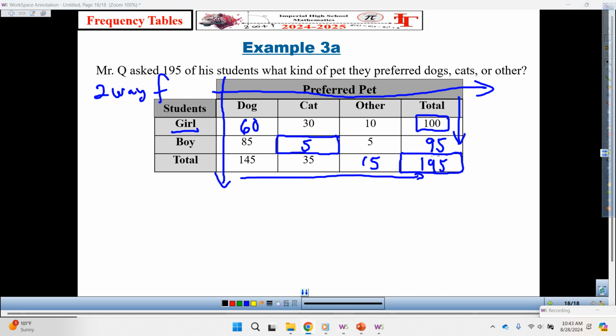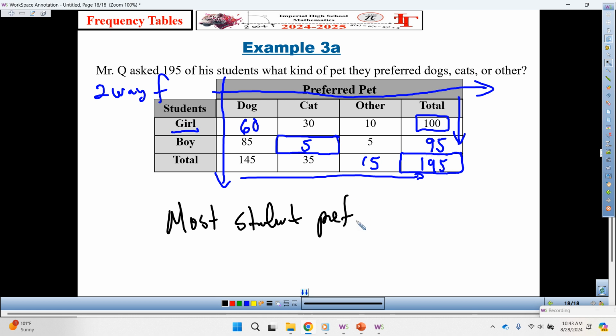All right, Melina. Statement. Most students prefer dogs. 10Q. Hands if you agree with that observation? Yep. Could you add other observations? Of course, but that's a good observation.